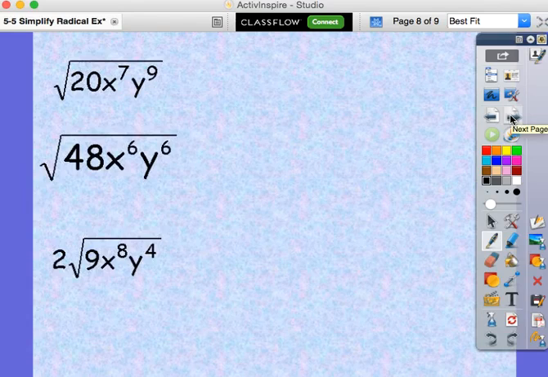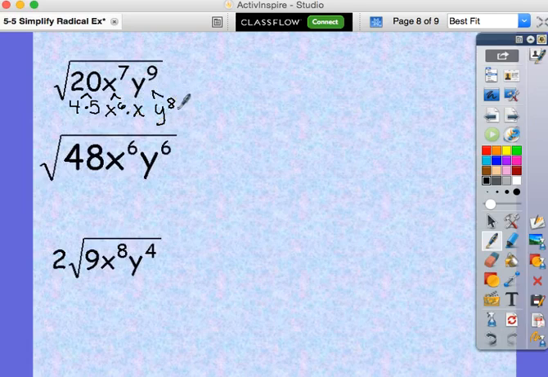Okay, now this one isn't quite so simple. So 20 breaks into 4 times 5. And if you weren't here on the previous day, we're choosing a number that's a perfect square, like 4, 9, 16, 25, all of those numbers that you can take square roots of. Okay, this is x to the 6 times x. Y to the 8th times y.